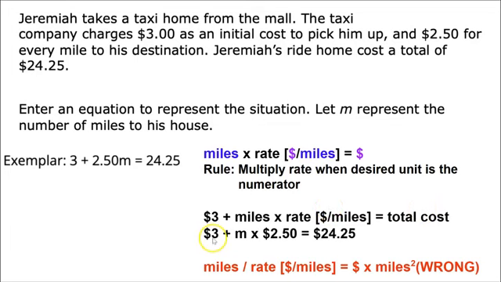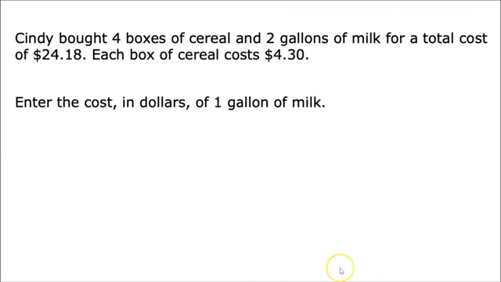And then from there, you just simplify things out where the information that you can write out as far as an equation. And you have $3 plus M as in miles times the rate of $2.50 per mile, and that is equal to $24.25. So make sure we are not doing miles divided by the rate. Here is the next problem.